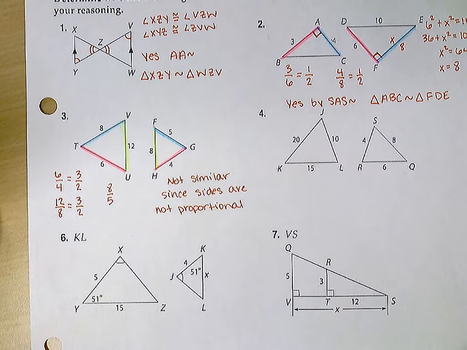Okay, because your sides all need to be proportional for those to be similar triangles. Okay, questions on number 3. Okay, I want you guys to do number 4. So find the ratios of your corresponding sides, see if those are similar.